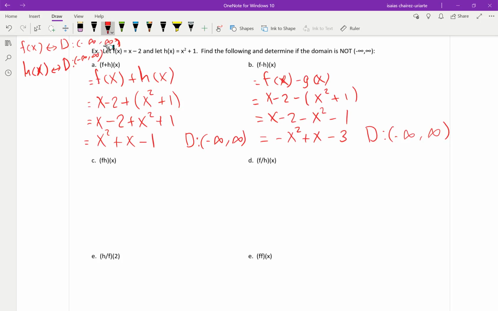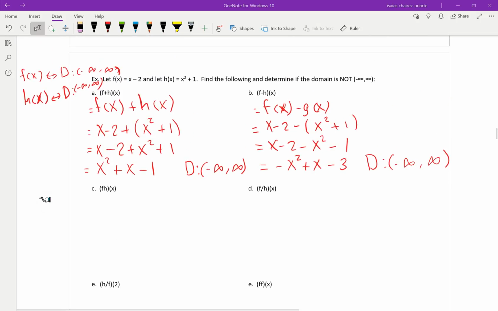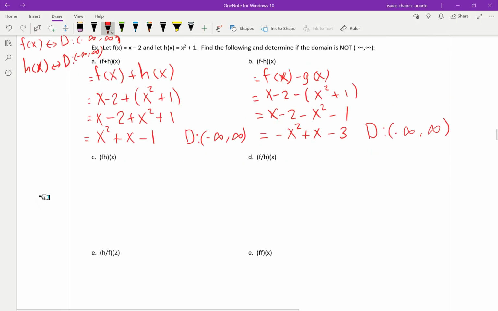Let's get into the next examples here. Now I gotta do multiplication. So let's see. Okay, so f times h of x. Well, that just means f of x times h of x. And so then I'm gonna use parentheses because now we're dealing with multiplication. So this becomes x minus 2 times x squared plus 1.